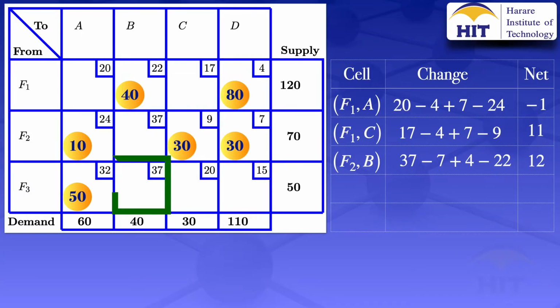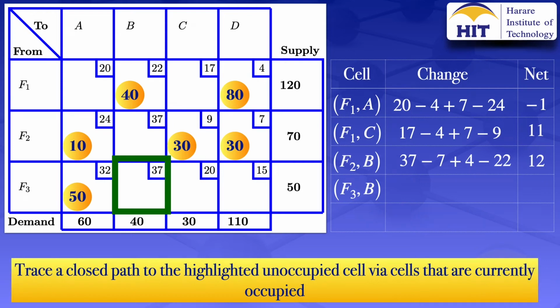We are now at this cell here, cell F3B. So we trace a closed path to the highlighted unoccupied cell via cells that are currently occupied. So if I add here, we would have to subtract somewhere so that this column is balanced. So I'll go to where we have the 40 there. And then we subtract there. And then we would have to add. So I'll go on and add here. And then I will go on and subtract in that column there, where you have the 30 there.